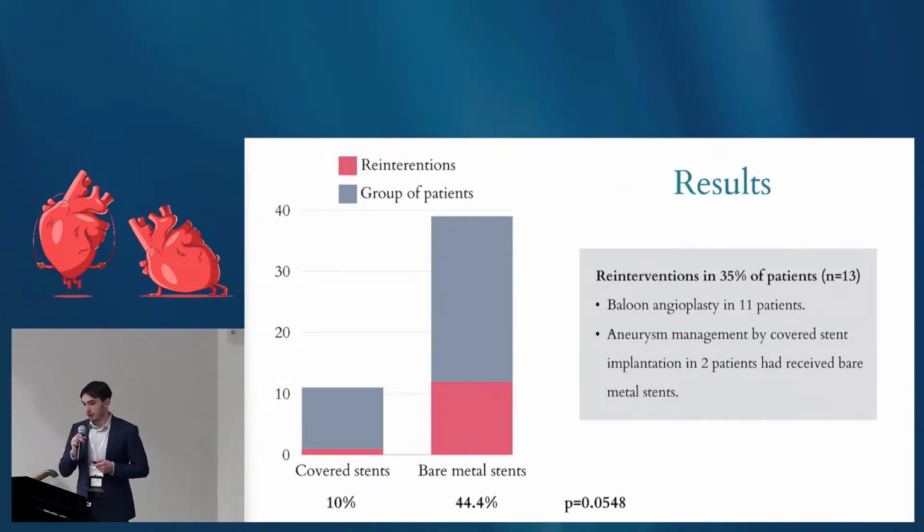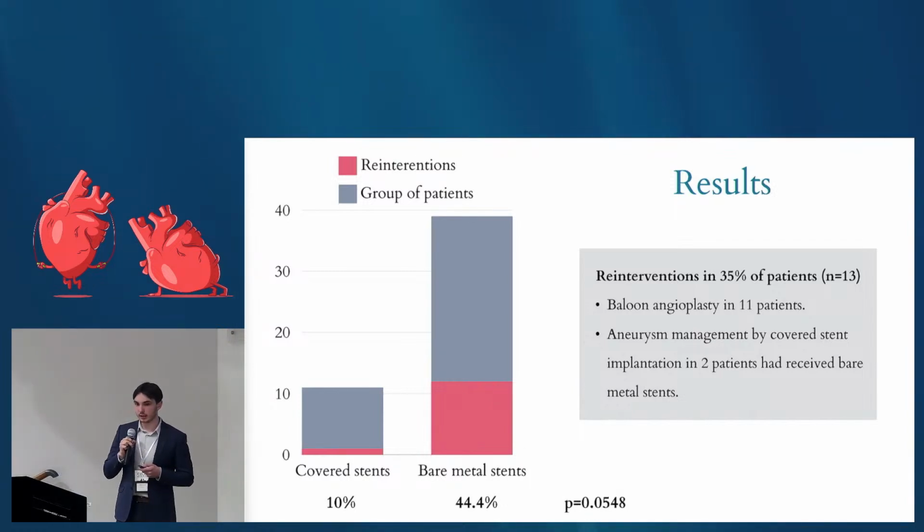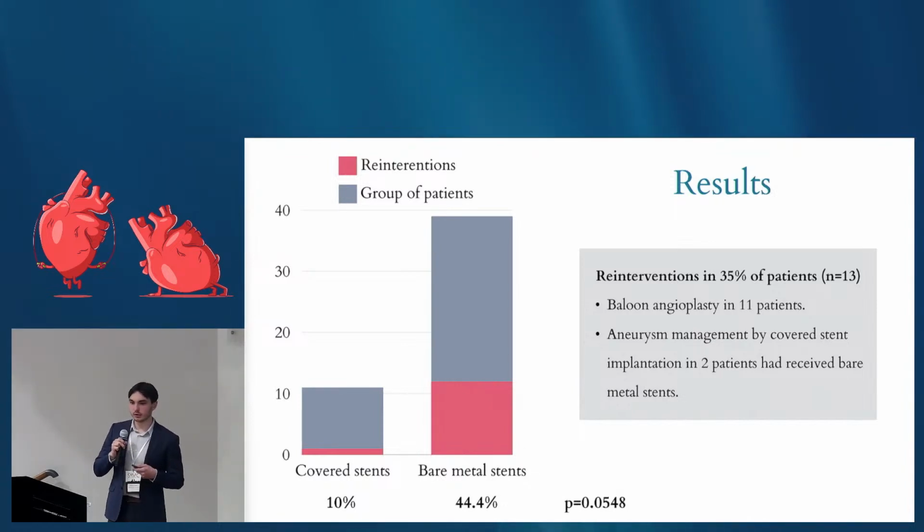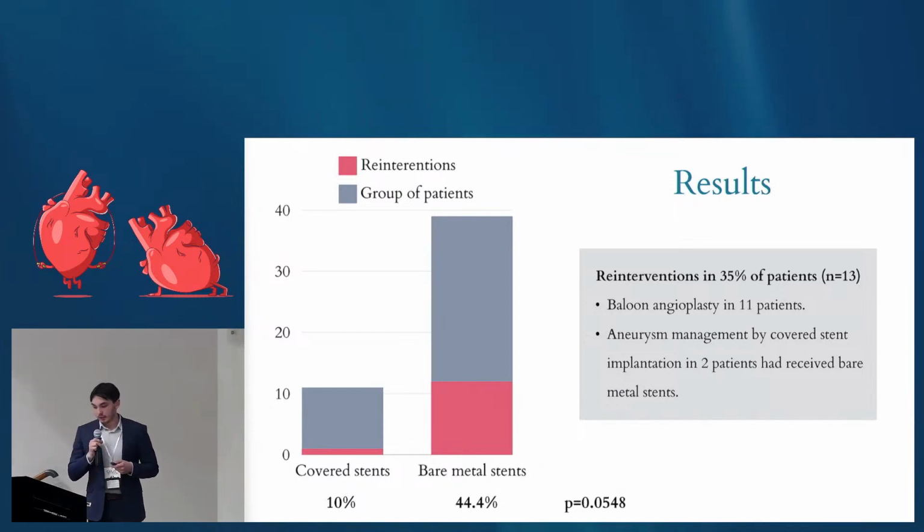And reinterventions: 35% of patients required reintervention. There were 11 procedures of balloon angioplasty and 2 covered stent implantations in the course of aneurysm management. The bare metal stent group has a higher reintervention rate, with 44.4% compared to 10% in the covered stent group. And the difference was at the borderline of significance.